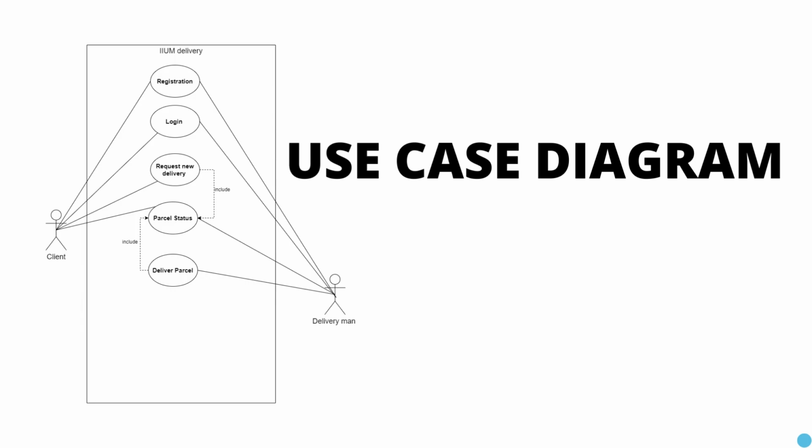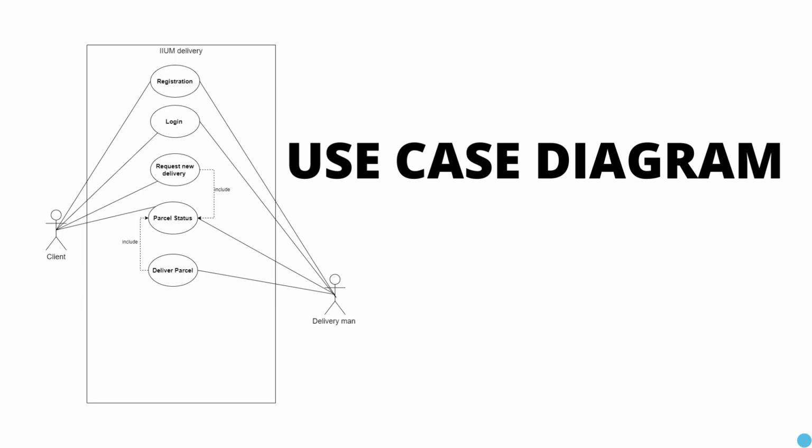Next is login. The user logs in to the system using their registered account. And then we have the request new delivery use case. The users make delivery requests for their parcels. And next, deliver parcel, where the user can accept a delivery request and deliver the parcel. For parcel status, users are notified whether their parcel is delivered or not yet.